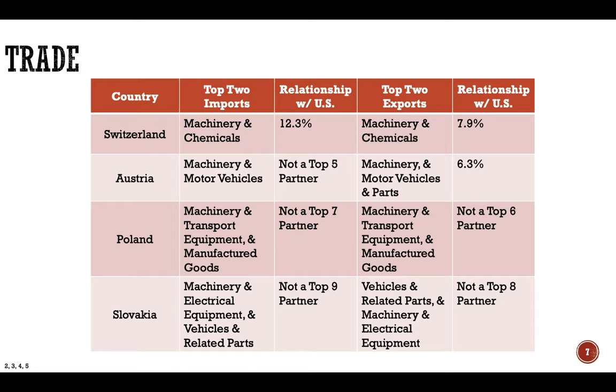As for exports, Switzerland exports 7.9% of its products to the U.S., and Austria exports 6.3% of its products to the U.S. The U.S. is not in the top 6 countries that Poland and Slovakia export to, and both of those countries actually export the most of their products to Germany.